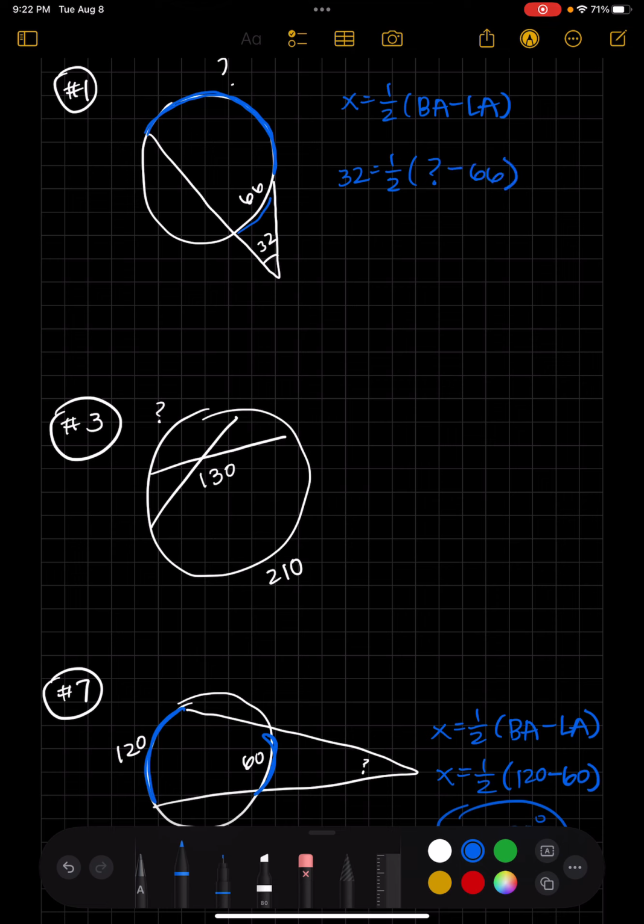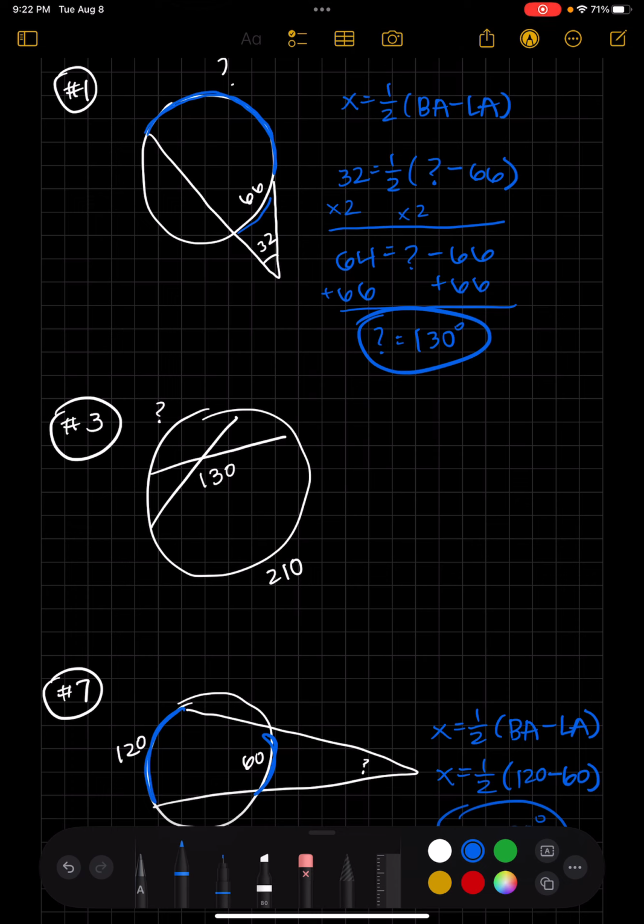All right, now we have to solve for the question mark. To do that, I'm going to divide each side by 1/2 or multiply by 2. It's the same thing. So I'd get 64 is equal to question mark minus 66. Then I'm going to add 66 to both sides. I get question mark is equal to 130 degrees. And there we have it.